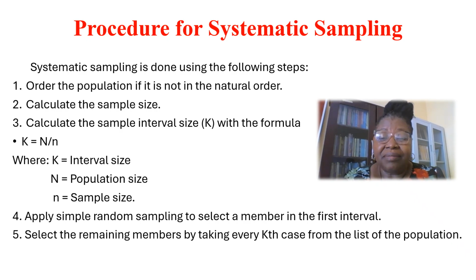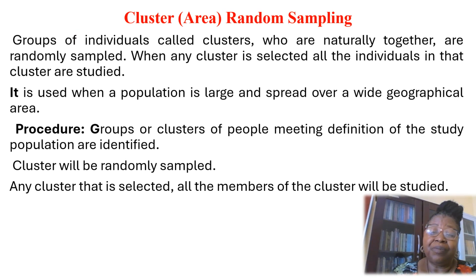So the procedure we have mentioned is, first of all, order the population, get your sample size, and find the proportion of the sample size to the population. Then for the first interval, use simple random sampling to select it, and then continue to take from the population.